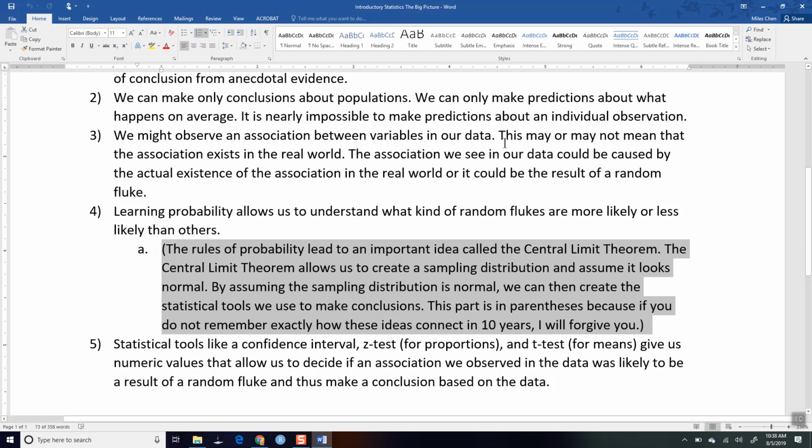But I guess I might as well talk about it, because this lays out how we'll get through the class. So learning probability is going to be chapter 4. The rules of probability lead to something called the central limit theorem. That's chapter 5. And that creates a sampling distribution, which is, I think, chapters, I have to double check, chapters 5 and 6. And then we can use this sampling distribution, which is normal, and make some kind of conclusions, and that will be chapters 7, 8, and 9, okay?